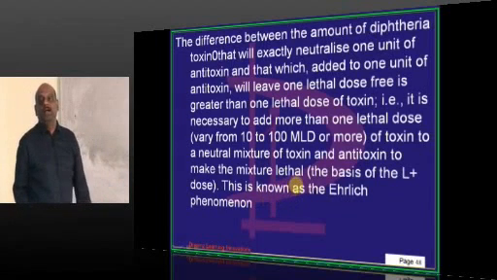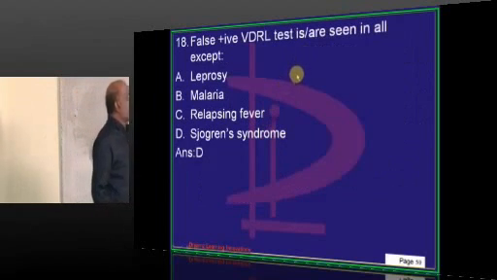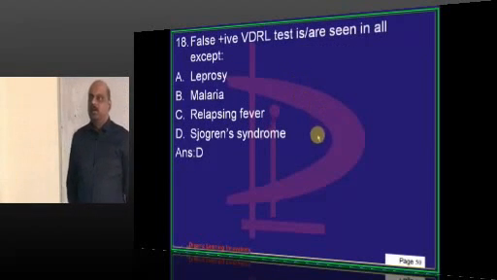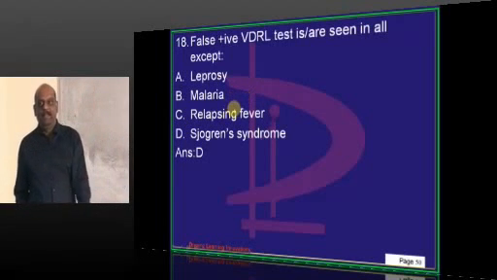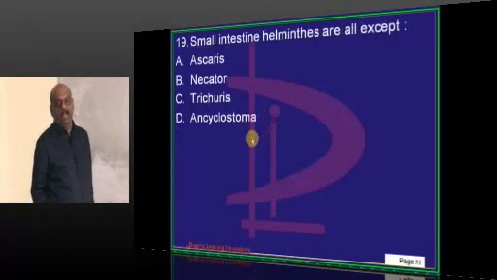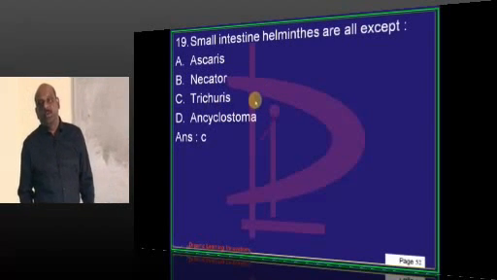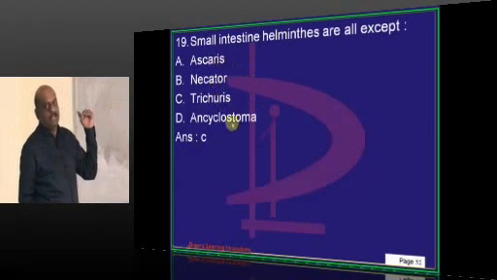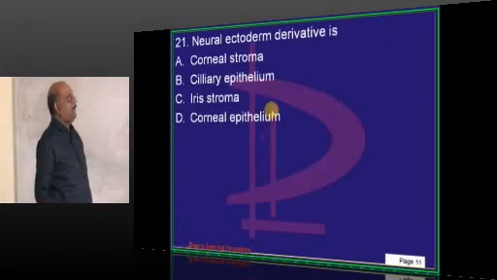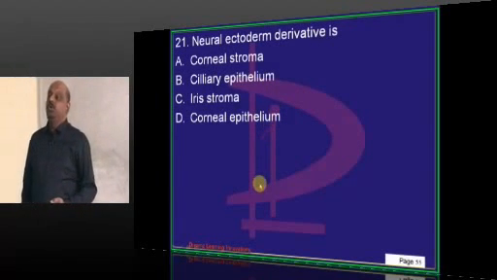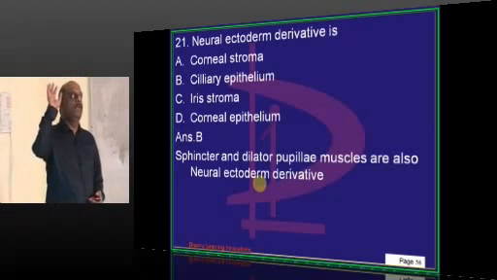So I leave the literature for you about Ehrlich phenomena. Then false positive VDRL. It can happen with relapsing fever, malaria, SLE, leprosy, but not with Sjogren as such. Small intestine helminthiasis include Necator, Ascaris and Ancylostoma is what you have to remember. Malignant pustule is Bacillus anthracis. Which one is a neural ectodermal derivative? Ciliary epithelium. Once more, how many of you did this question wrong?